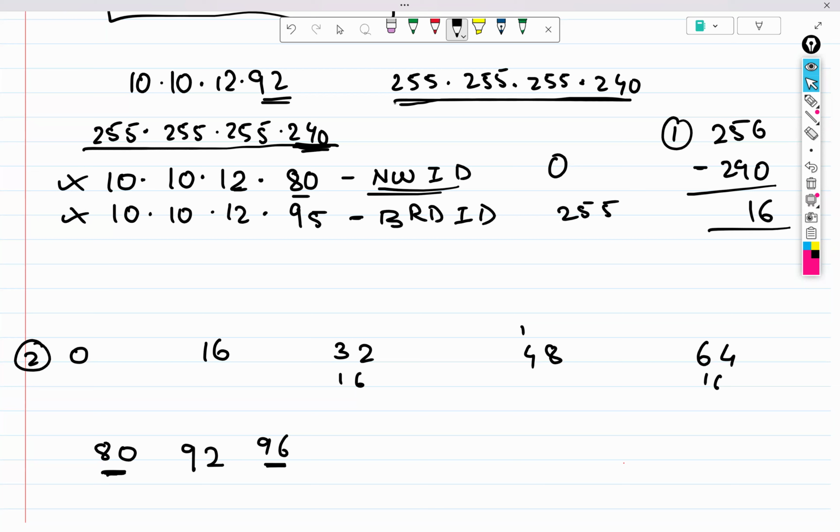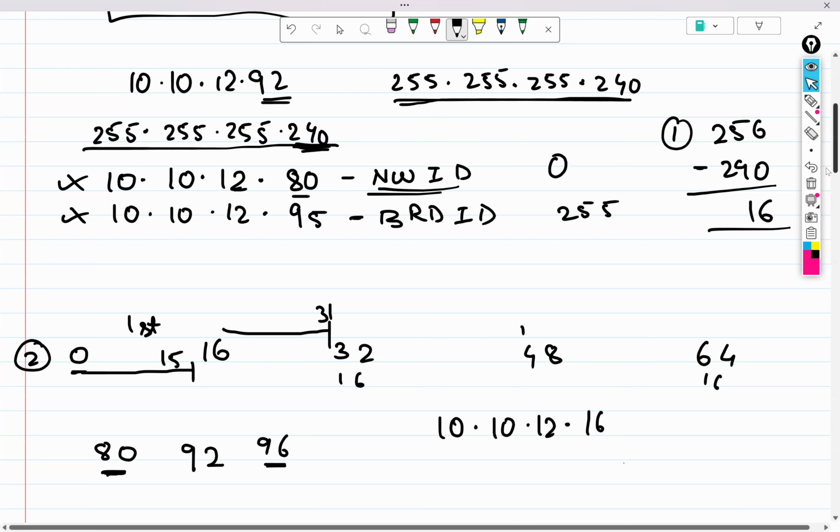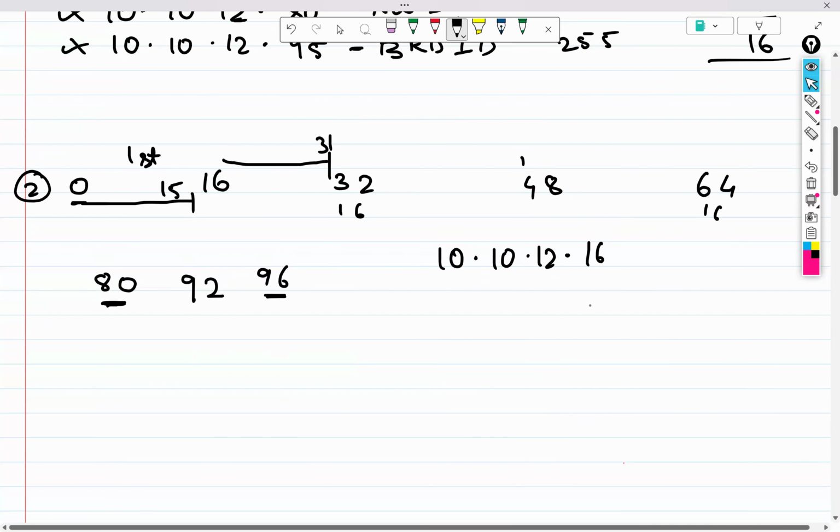So coming to my question, find out the 10th IP in the second subnet. This is our first subnet, starting at 0, and it ends at 15. The second subnet will start at 16 and will end at 31, right? So between 16 and 31, the IP address would start from 10.10.12.16. Then the 10th IP address, that is plus 10, gives us 26.